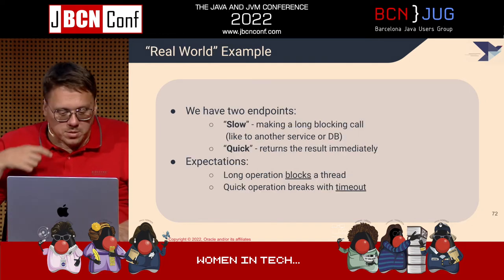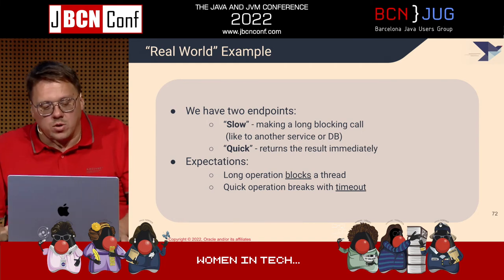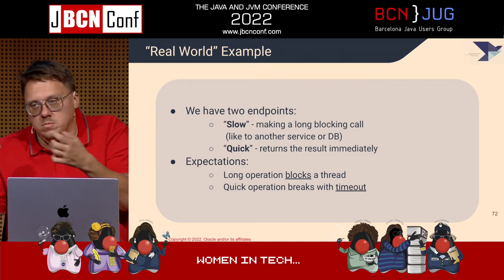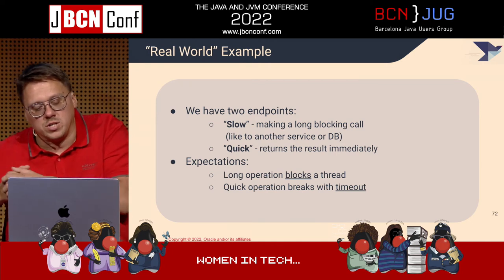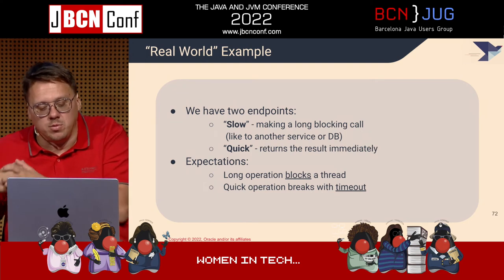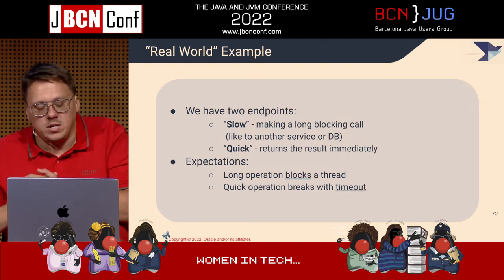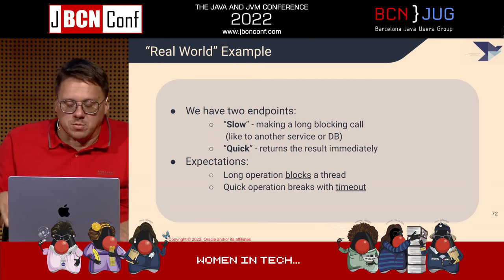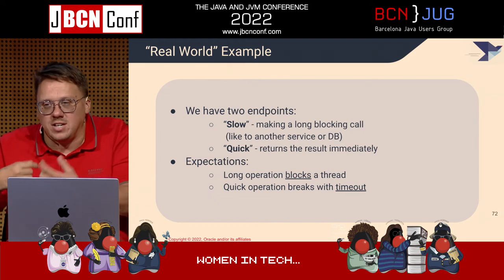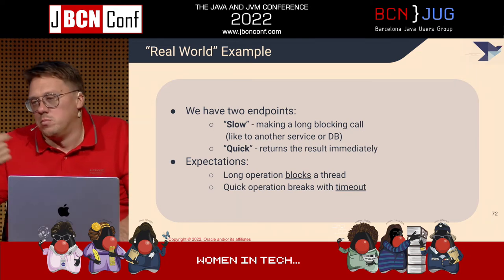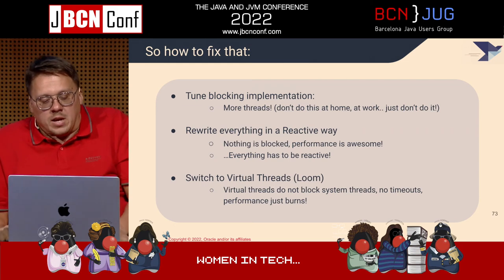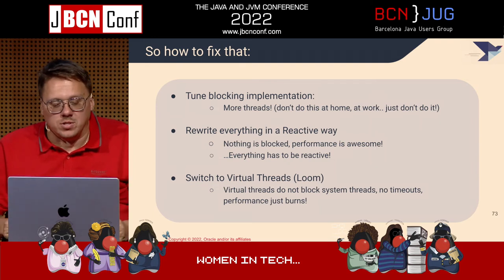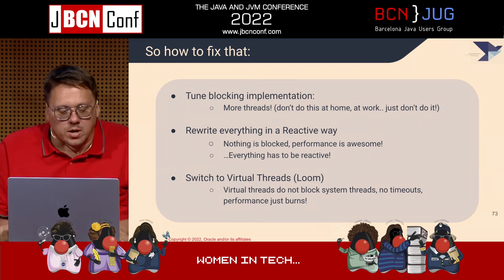Let us make a small example here to see how it actually works, to see the difference. We will make a small set of microservices, one with a slow microservice, which is a blocking call, like for example a blocking DB, and a quick one, which responds immediately. If a long operation blocks a thread, the quick operation cannot reuse this resource and will break with a timeout. The usual way to fix that is, for example, to add more threads. Of course, it will not work.